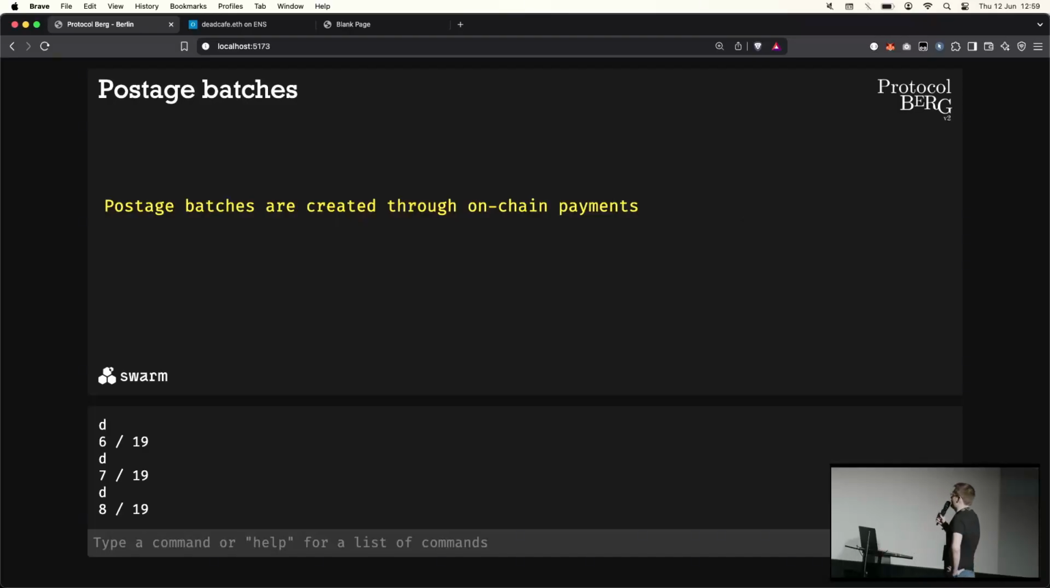We're gonna explore an incentivized network. And for the incentivization part, I'm going to introduce a concept called the postage batches. Okay, so far, we haven't done anything on-chain. This is the first time we are going on-chain. So to incentivize the network, we are going to use postage batches. These postage batches are created on a chain by spending tokens.